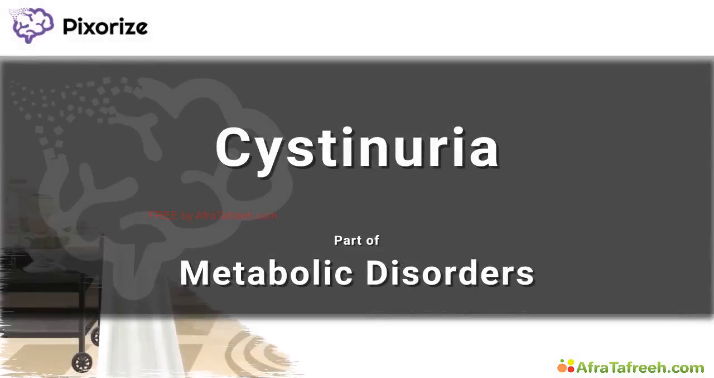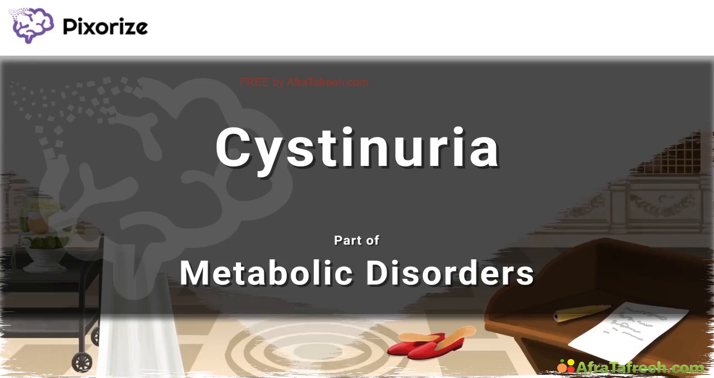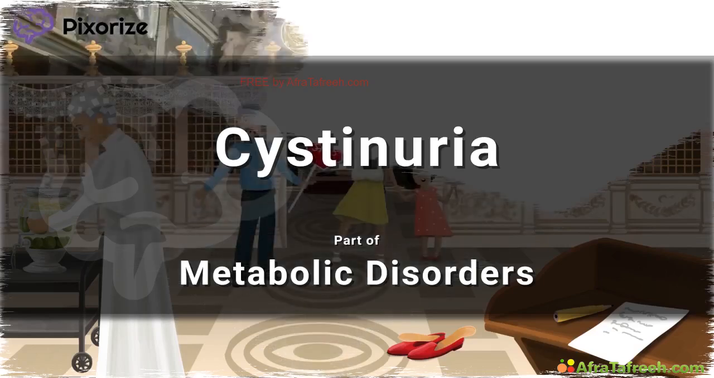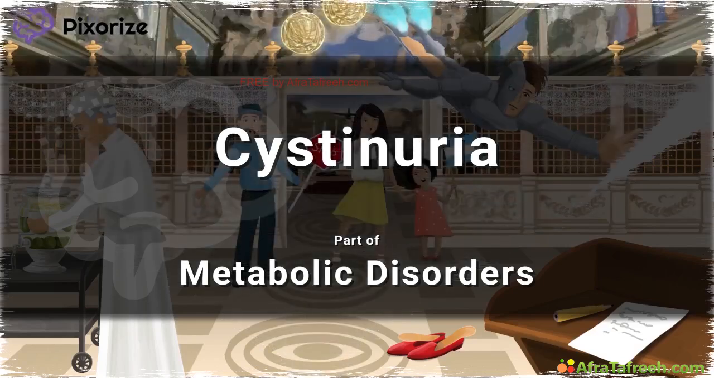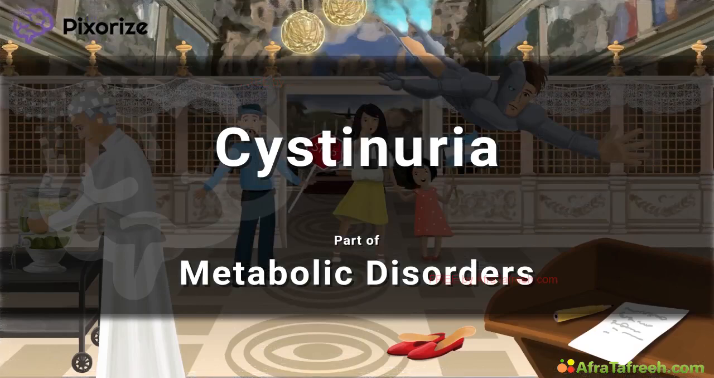Cystinuria is a genetic disease characterized by high levels of cystine in the urine. Unsurprisingly, this can then lead to the formation of cystine stones in the kidney. In this video, I'll give you a quick visual mnemonic to help you organize all the information about cystinuria.